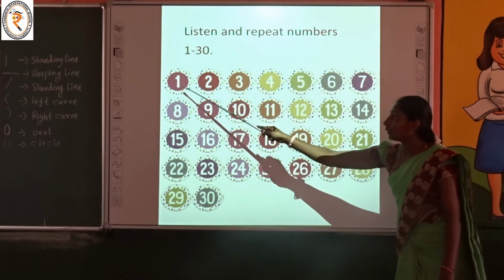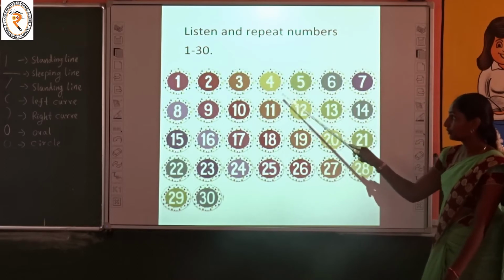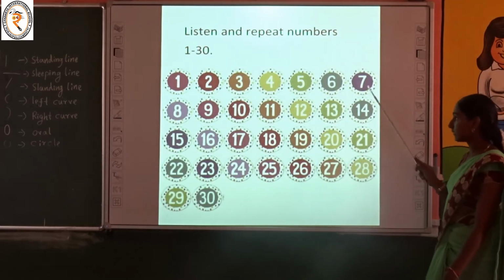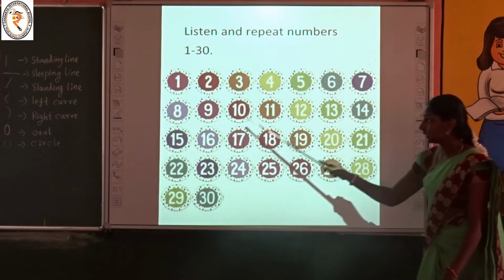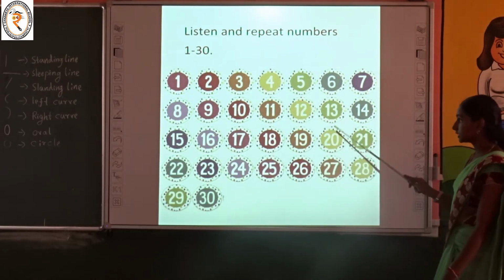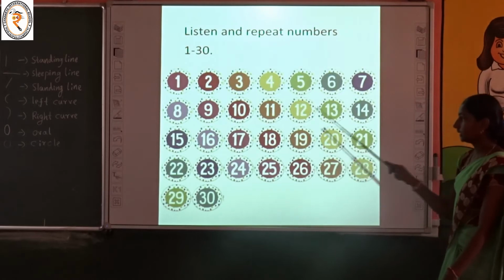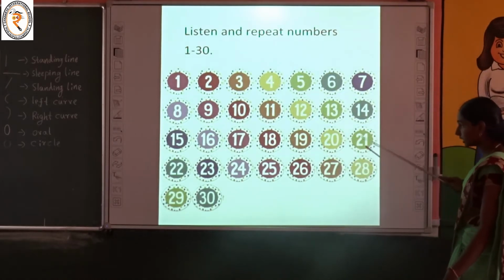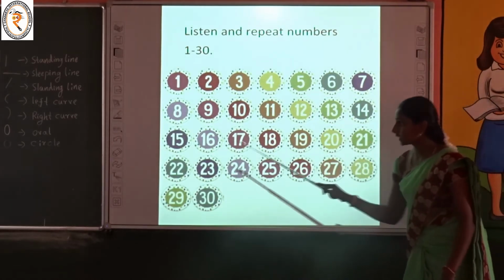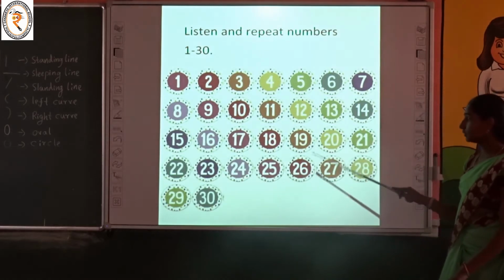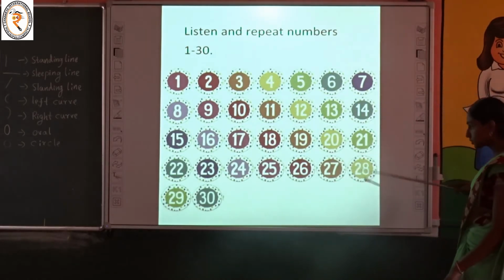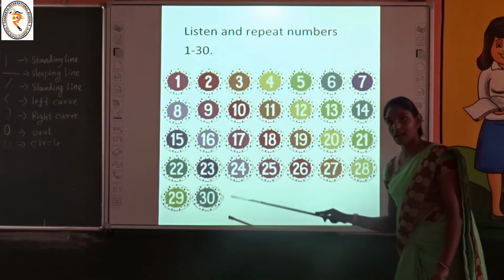Repeat loudly. 1, 2, 3, 4, 5, 6, 7, 8, 9, 10, 11, 12, 13, 14, 15, 16, 17, 18, 19, 20, 21, 22, 23, 24, 25, 26, 27, 28, 29 and 30.